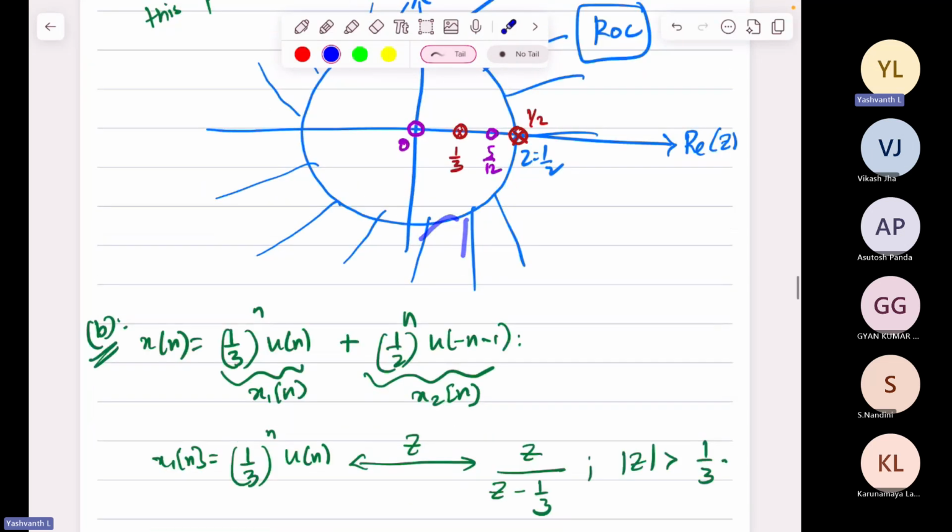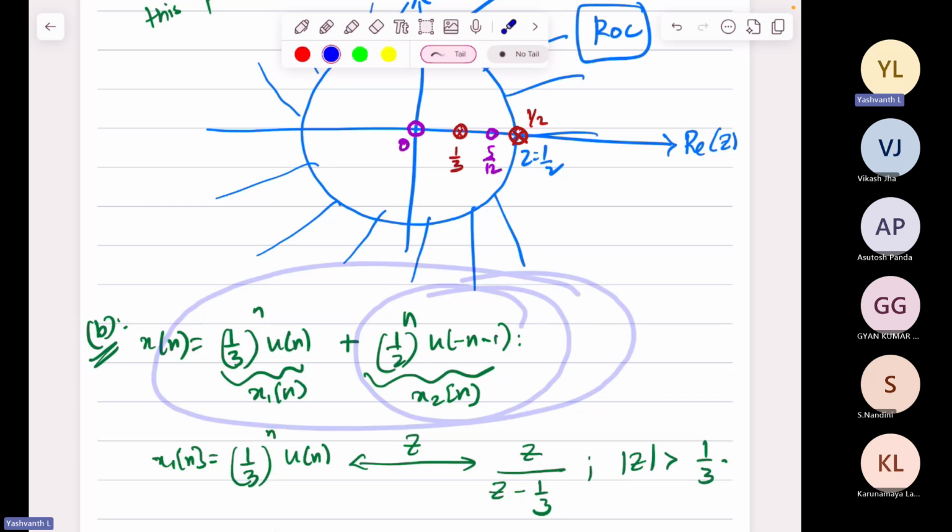But now, just by looking at the question, you should be able to guess the ROC. The first term is a right-sided signal. The second term is a left-sided signal. So the sum of a right-sided and a left-sided signal is a two-sided signal. For a two-sided signal, the ROC should be an annular region. So let's see whether that comes out or not.